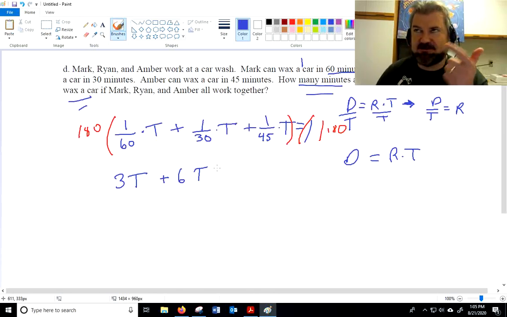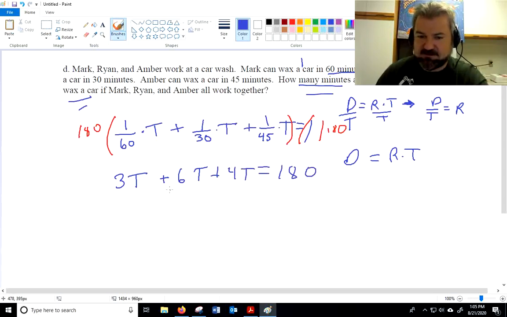45 plus 45 is 90, and you double that, and you get it. All right, so that's 4t. That is equal to 180. So 3 plus 6 plus 4 is 13. So the time is 180 over 13 minutes.